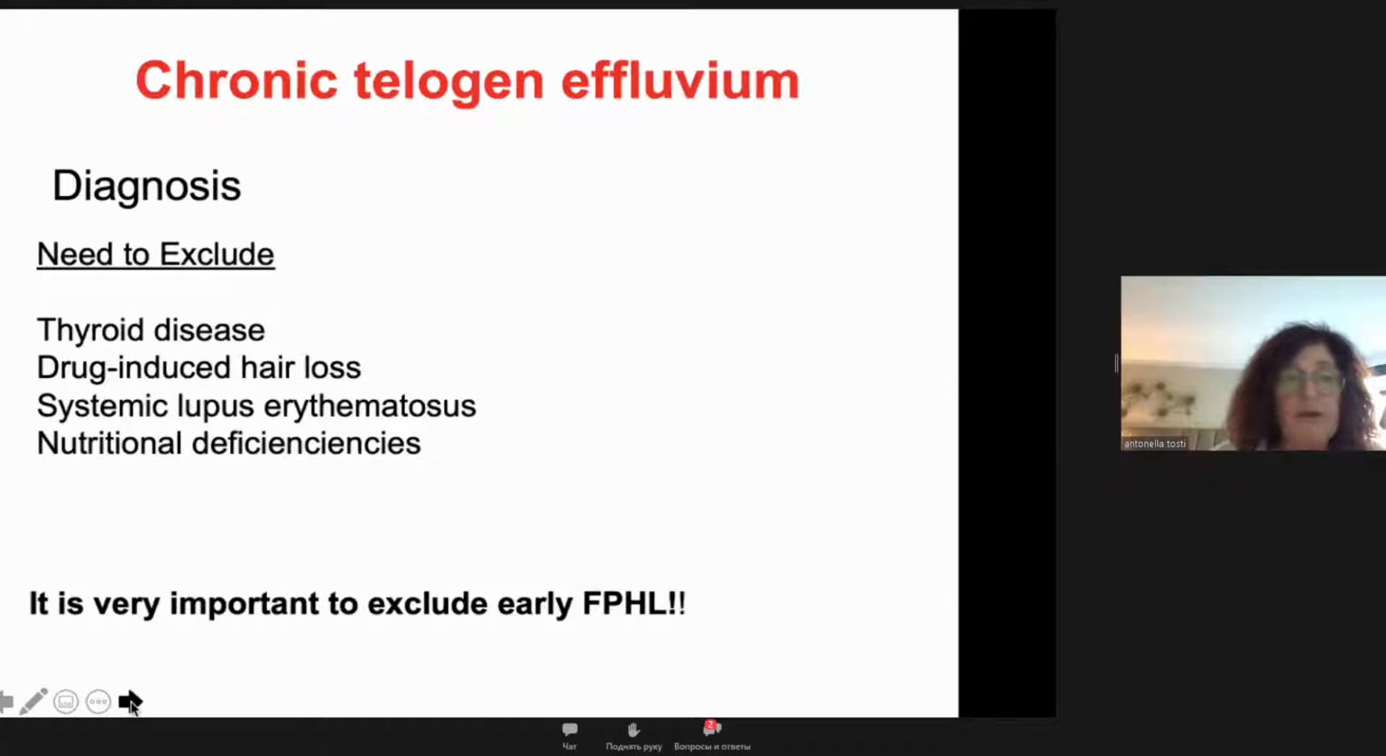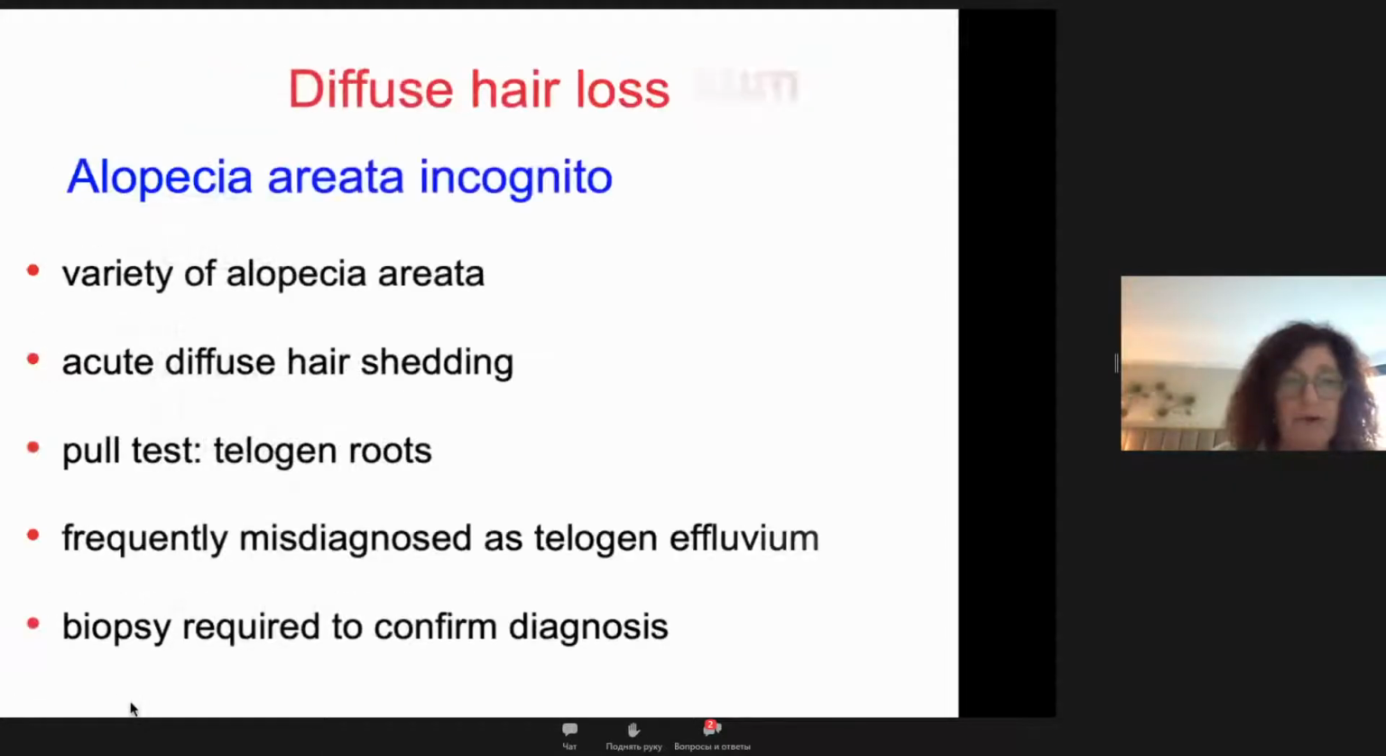So, of course, you need to exclude the possible causes of hair loss, including, for instance, systemic lupus. And it's very important to exclude early androgenetic alopecia. So this patient needs dermoscopy, and maybe you need to repeat the dermoscopy often because sometimes they develop androgenetic alopecia. Another disease that you have to consider is alopecia areata incognito.